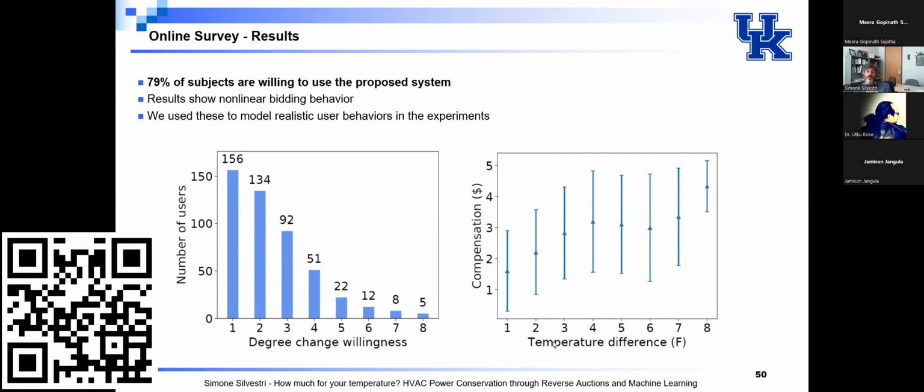At the same time, how much would they like to be paid to achieve a certain degree change? This is also not linear. Of course, it increases: for a bigger degree change, you want a higher payment. But you can also tell that there is a lot of variability. So users really have different opinions about what is best and how much they would like to participate in this system.